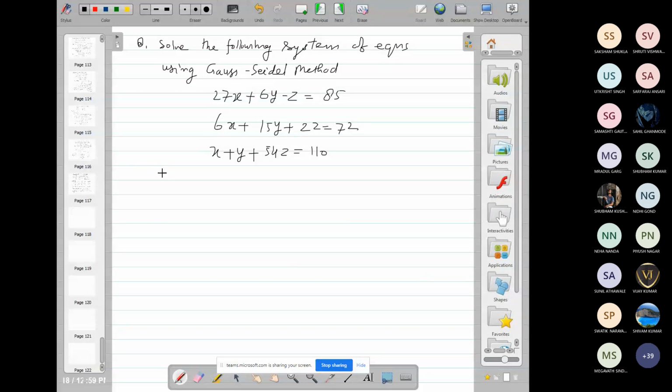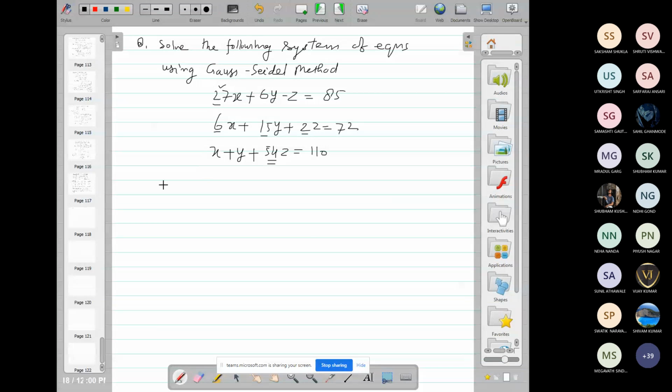Now check that the coefficient of x is maximum in all three equations: 27 in the first equation is maximum, so it is okay. Second, the coefficient of y should be maximum. The coefficient of y is 15 and it is maximum, compared with 6, 15, 2. In the third equation, the coefficient of z is 54, and it should be maximum. Here 1, 1, 54. So the condition holds.